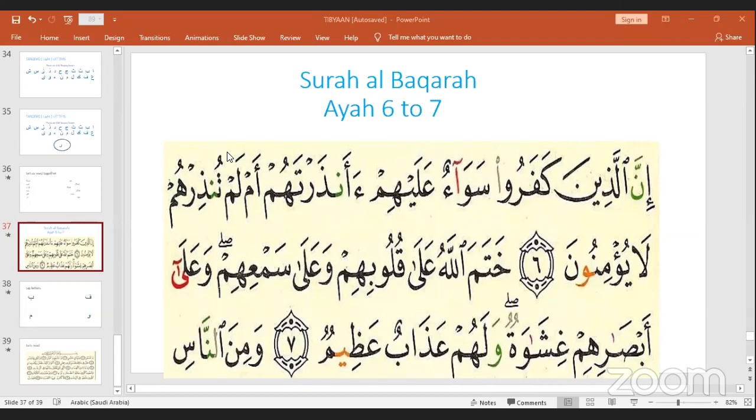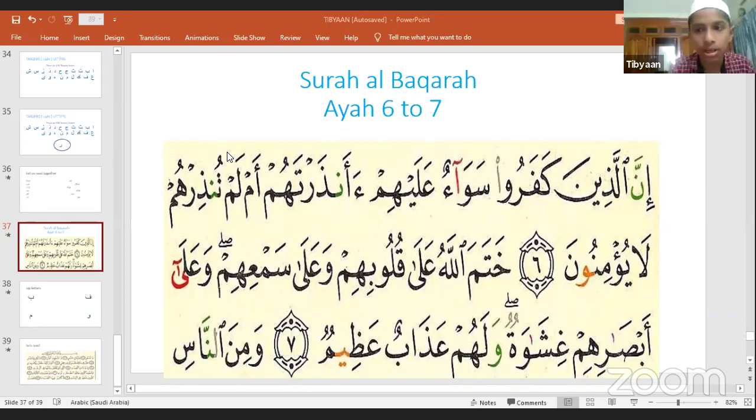Tundirhum, dhir is not required. Ra should not have qalqala. We learned the qalqala. I think you wrote it down last week. Qaf, ta, ba, jim, and dal. These five letters only. So ra you should not do. Tundirhum.